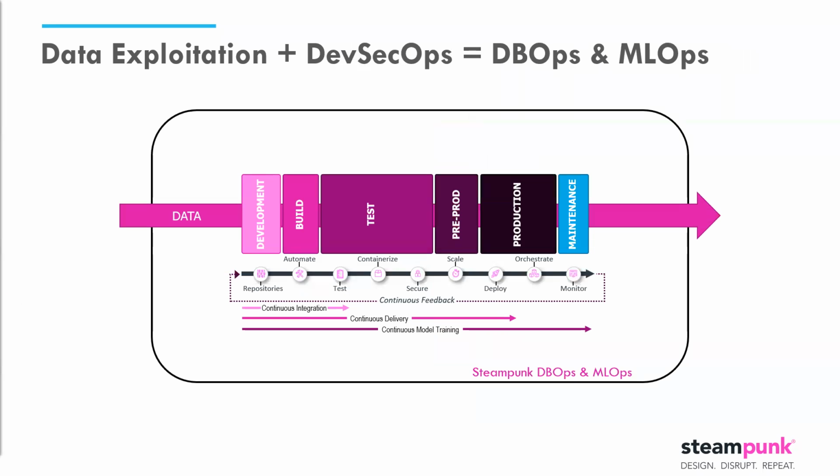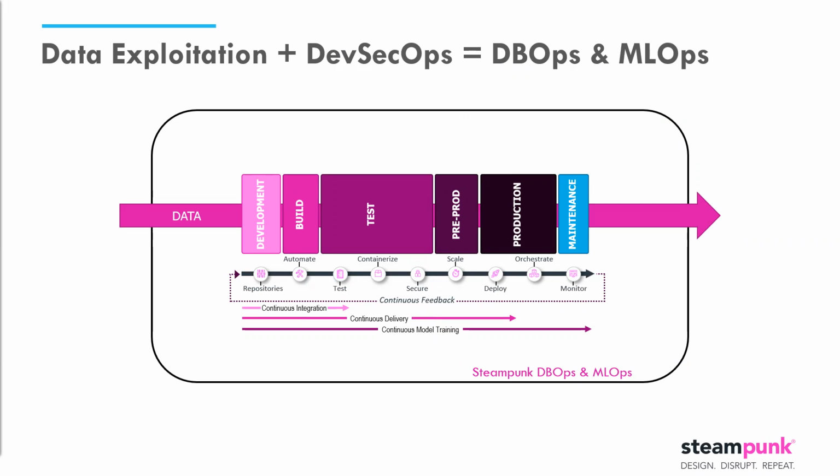So what we have here is a DevSecOps pipeline with the steps of development, building, testing, pre-production, production, and maintenance. And if you take this pipeline and create it solely for the purpose of crunching data, working more on the data engineering end of the spectrum with data platforms, what you get is the DBOps framework. Whereas if you're working more on the data science end of the spectrum, you get MLOps.